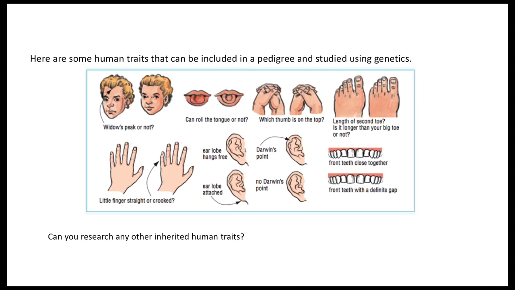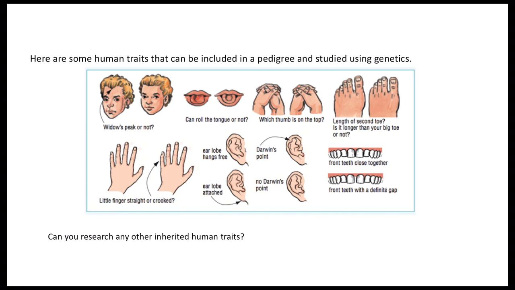And then the front teeth close together versus with a definite gap. Now, this is something you want to be aware of, that obviously with braces, etc., these things can be cosmetically fixed. You may not actually see them, but if you were to just let your teeth be the way they are, this is where you would have that definite gap versus not.